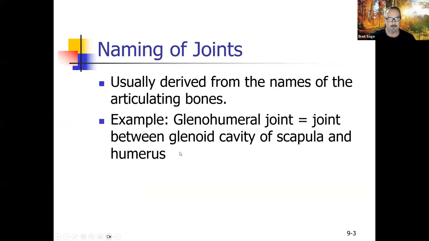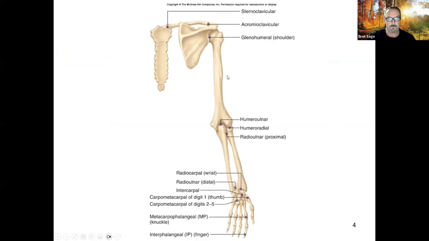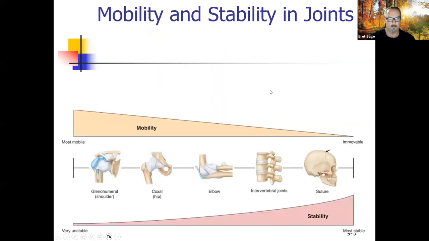How do we name joints? They're usually derived from the names of the articulating bones. So, for example, the glenohumeral joint is a joint formed between the glenoid cavity, which is part of your scapula at your shoulder, and the head of your humerus. So there you see it, glenohumeral joint, acromioclavicular joint, acromion of the scapula and the clavicle, etc. So you can see these different joints here.